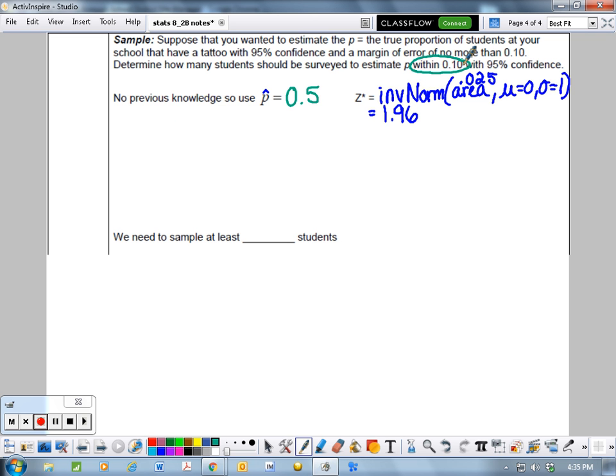So my margin of error needs to be less than or equal to, I need my z star, 1.96, times the square root of p hat, 1 minus p hat, all over my sample size. And so now I have an equation that I can solve for n. So how do we do this? Well, the first thing I'm going to do is move this 1.96 over.